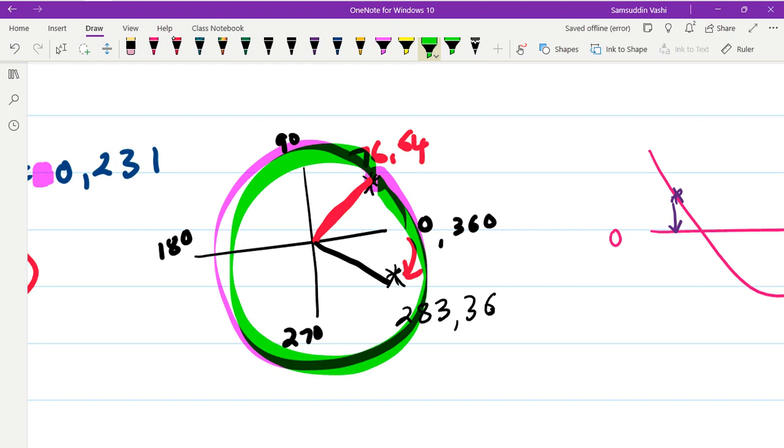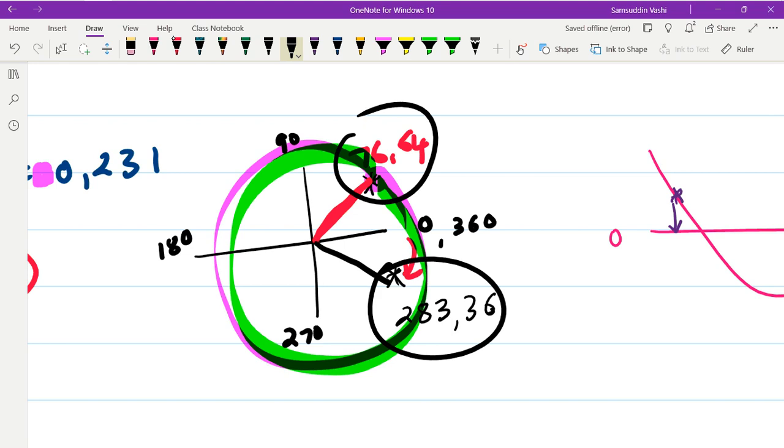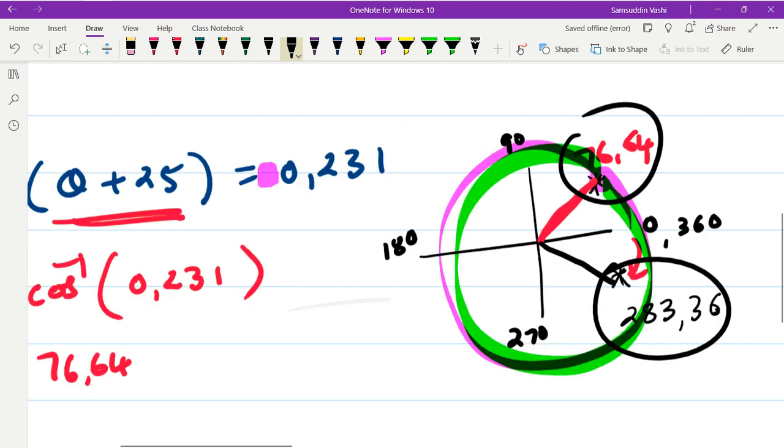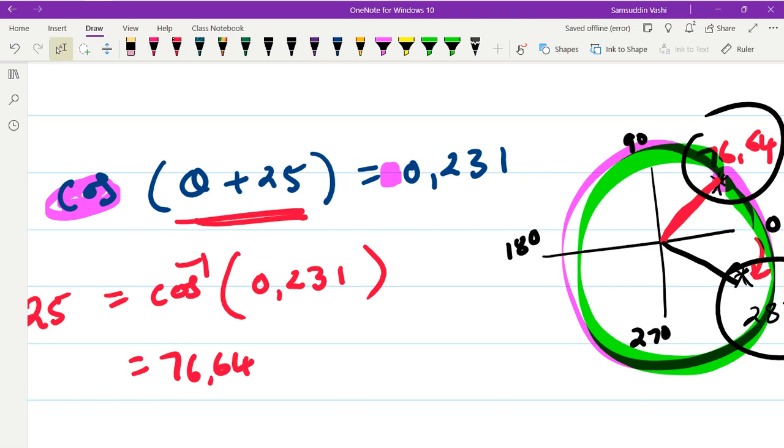So moving in a circle, clockwise or anti-clockwise, I'm going to get one extra answer every time I move one circle. I can move a circle from 76 degrees, or I can move 360 degrees from 283 degrees. It is going to give me more and more answers. That is what is called a general solution: infinite answers.